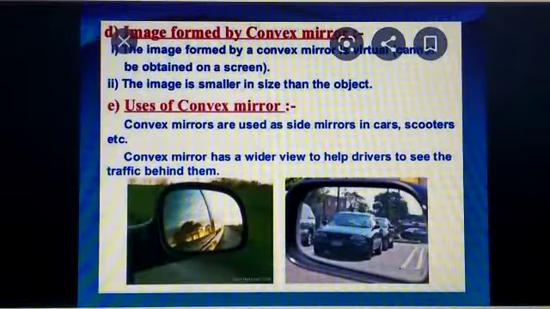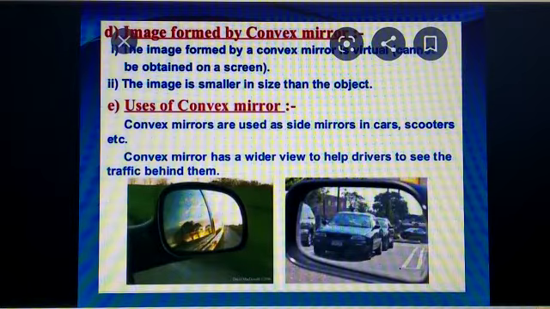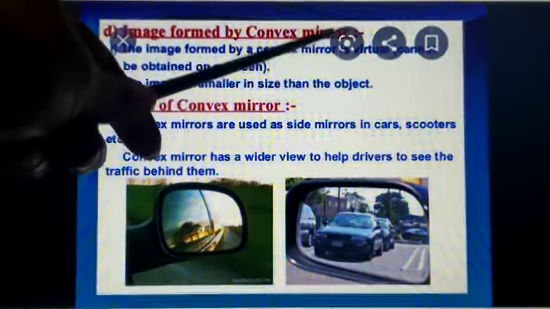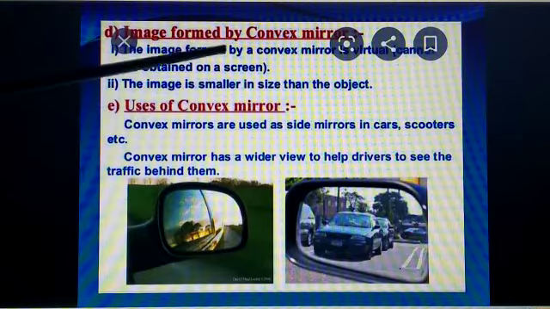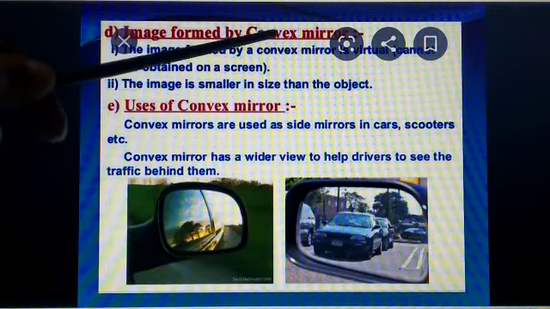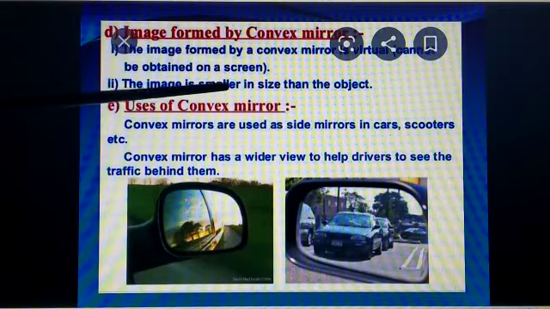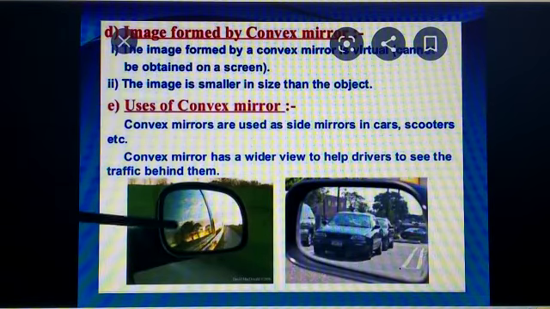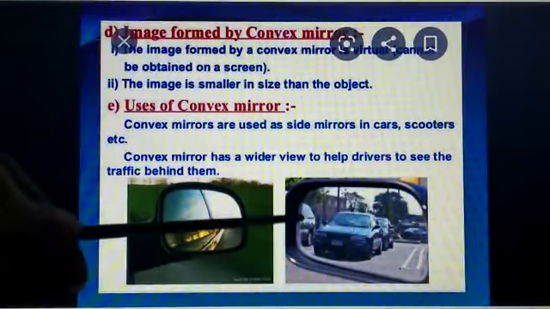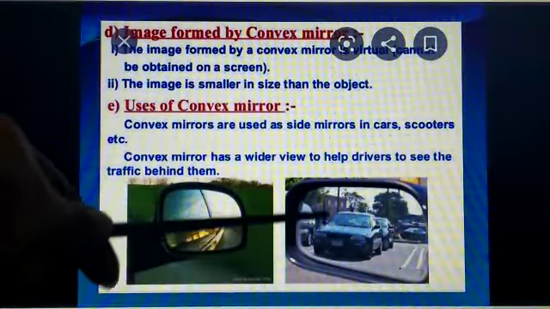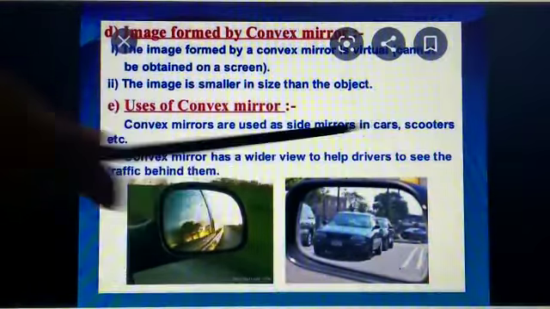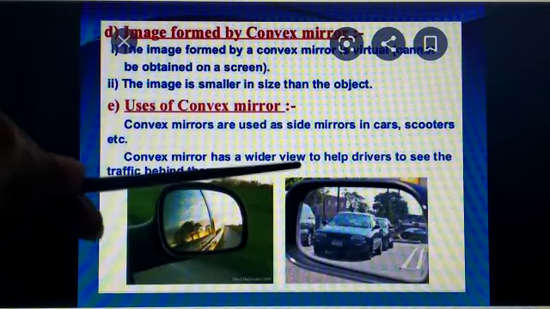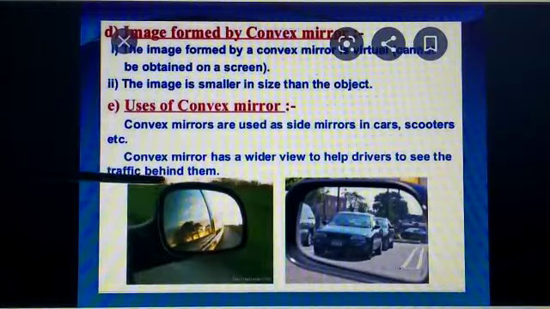Next, we can see the uses of the convex mirror. Already I told that the image formed by a convex mirror is virtual and cannot be obtained on a screen because actual rays are not intersecting. The image is smaller in size than the object, very small compared with the object. So that mirror we can use as a rear view mirror because a smaller mirror can accommodate a larger area. Convex mirrors are used as side mirrors in cars, scooters, etc. A convex mirror has a wide view to help drivers see the traffic behind them.